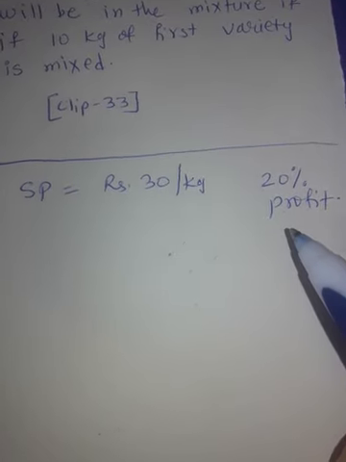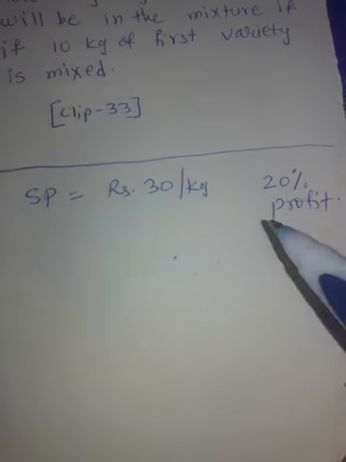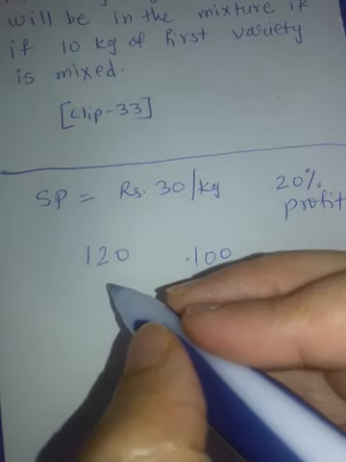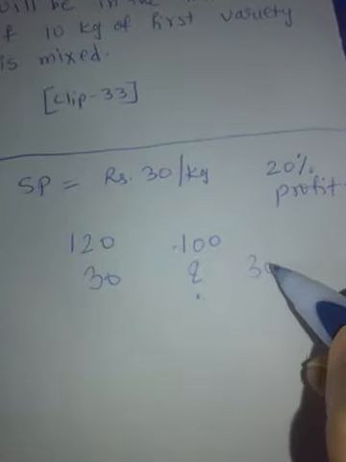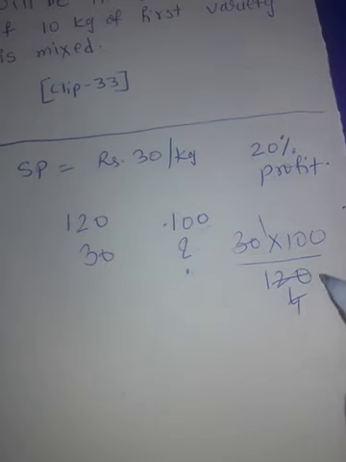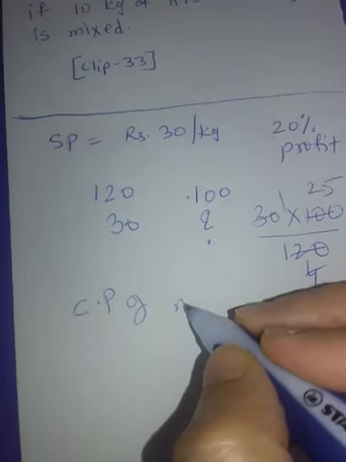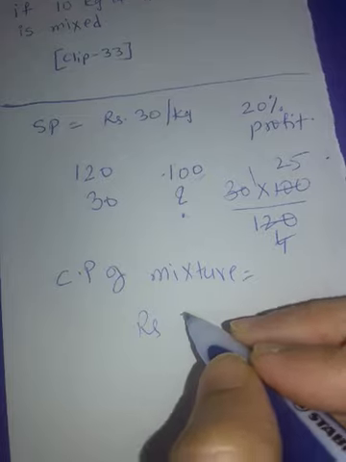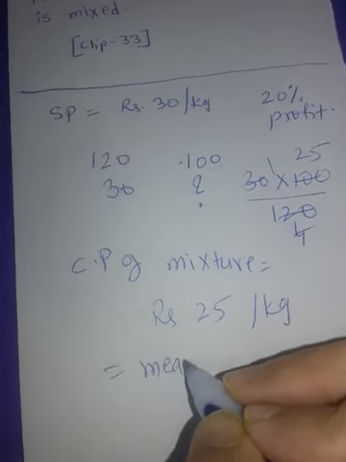20% profit means if 100 is the cost price, 20 is the profit, so the selling price is 120. So when the selling price is 120, the cost price is 100. If the selling price is 30, what is the cost price? 30 into 100 upon 120. So the cost price of the mixture is rupees 25 per kg. That becomes the mean price.